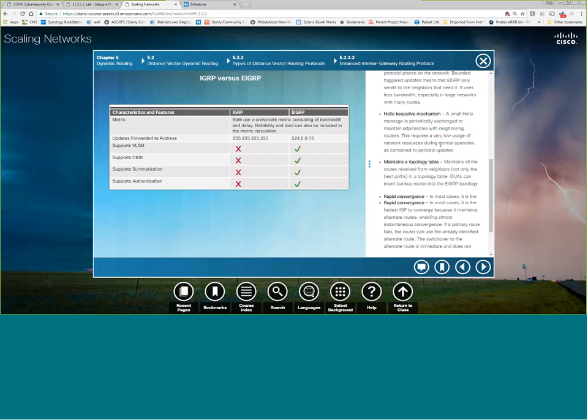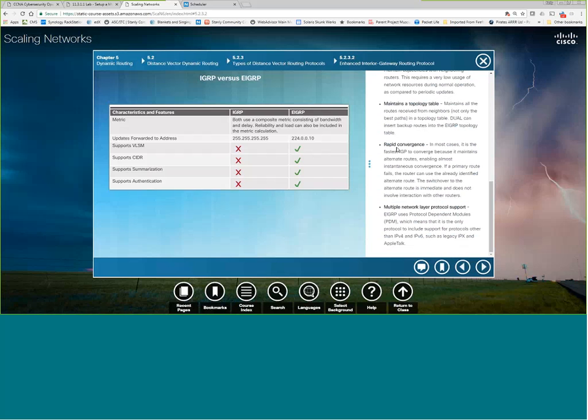It does have a keep alive mechanism, so it actually sends out hello packets to say, hey, I'm here, everything's good, I'm here, I'm here. It does have a topology table, which allows it to have an overall view of the network, which you would not normally associate with a distance vector, which is one of the reasons why it used to be called a hybrid protocol, because it does share so many features with link state routing protocols.